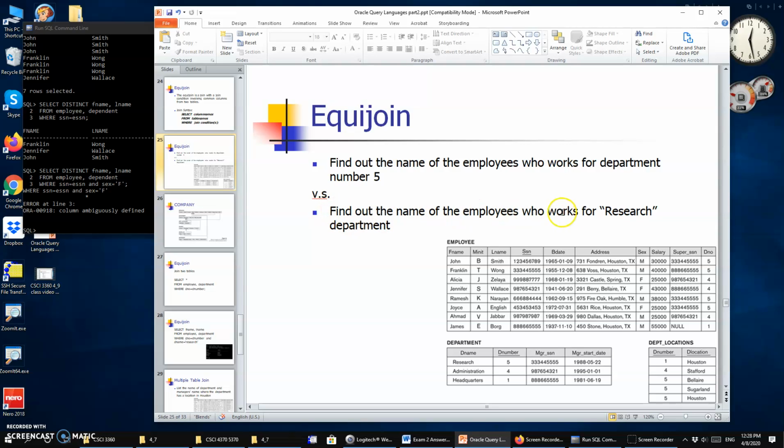Find out the name of the employee who works for the research department. This is very different from the previous one because if you look into the employee table itself, there is no research showing anywhere in the employee table. So you are not able to simply look into the employee table and apply the research condition. Therefore, you need to join the employee table with the department table and use the research word in the name to filter out the information you need. And that's why we need to join the two tables together.